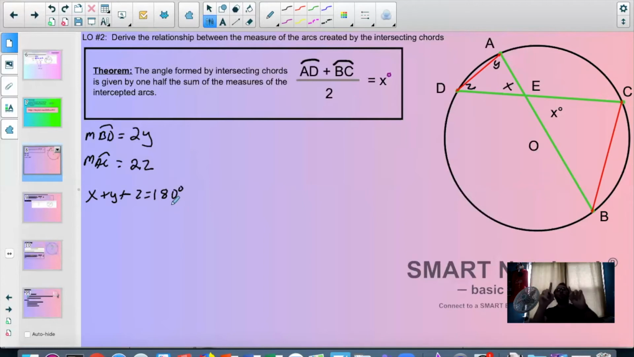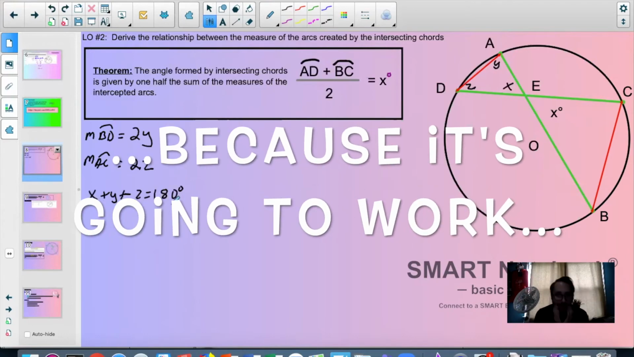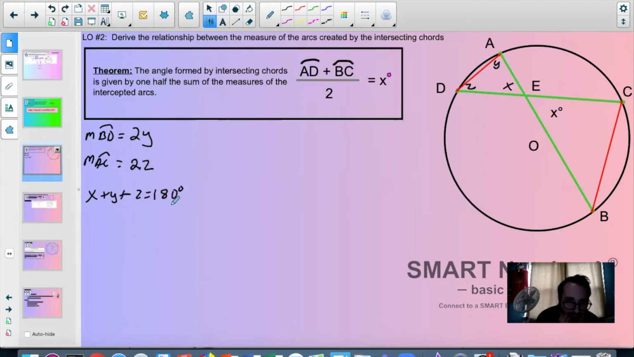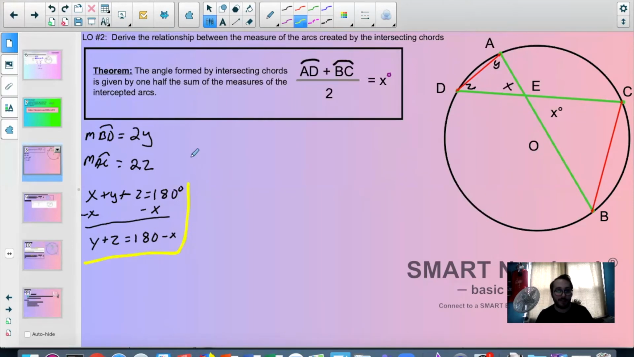And I'm going to do one thing that you're going to be like, Mr. D'Souza, why are you doing this? Because it's going to work and it's going to make our stuff a lot easier to do later. Anyways, one thing I'm going to do is subtract X on both sides of this equation. And you're going to get the following. Y plus Z equals 180 minus X. Okay? I'm going to box this.